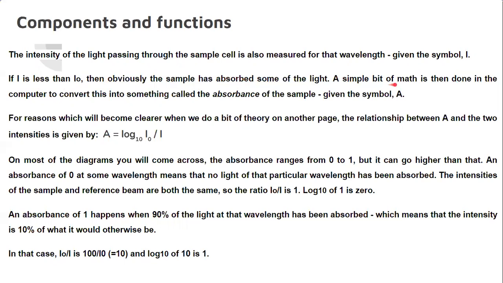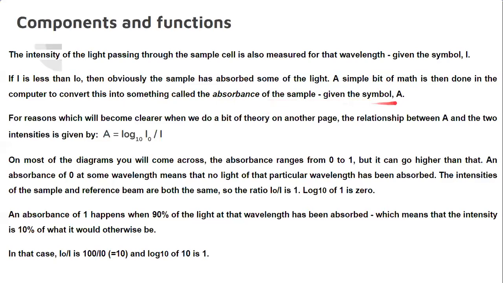A simple bit of math is then done in the computer to convert this into something called the absorbance of the sample, given by A. The difference between the intensity of light coming from the reference cell and the light coming from the sample cell is converted into a graph by doing the maths. The signal generated by means of mathematics is recorded, and this signal is called absorbance.